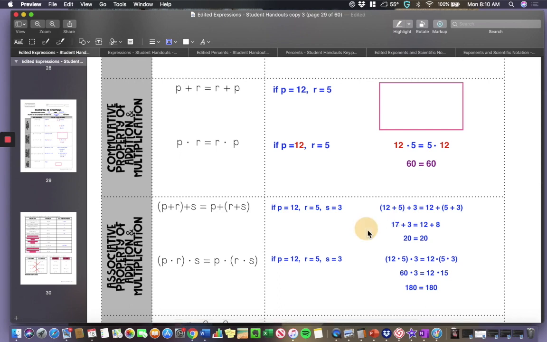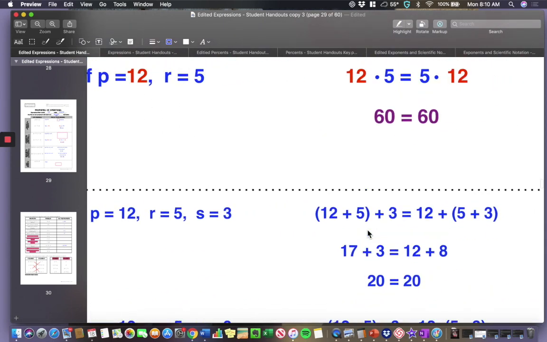So my first example, I started off with my grouping symbols around 12 and 5, adding 3, and then I moved my grouping symbols to around the 5 and the 3, adding 12. On this side, when I did my order of operations, I had 12 plus 5 equals 17, and then I add 3. On the other side, I had 5 plus 3 equaled 8, and then I'm adding 12.